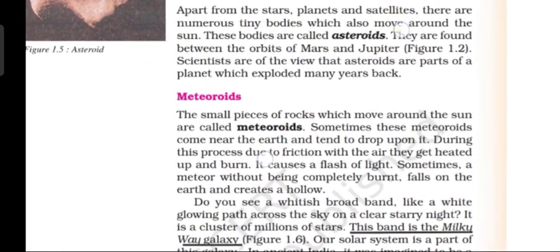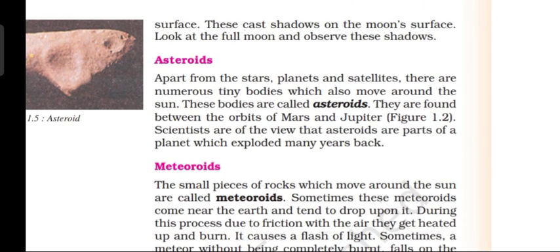Now, next we will read about asteroids. Apart from stars, planets, and satellites, there are numerous tiny bodies which also move around the sun. These bodies are called asteroids. They are found between the orbits of Mars and Jupiter. Scientists are of a view that the asteroids are parts of planets which exploded many years back.